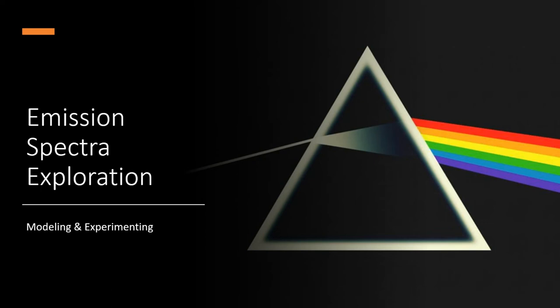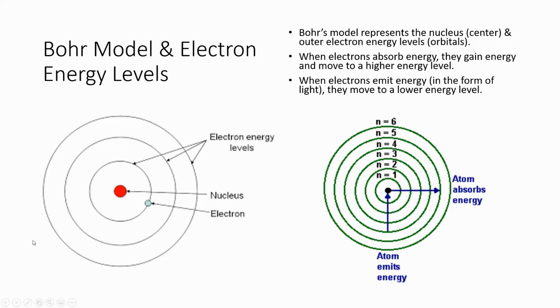Today we're going to talk about emission spectra. So before we talk about emission spectra, we've got to talk about the particular subatomic particles that allow us to view emission spectra, and that would be our electron. And one model that we use a lot of times to model our electron movement is our Bohr model.